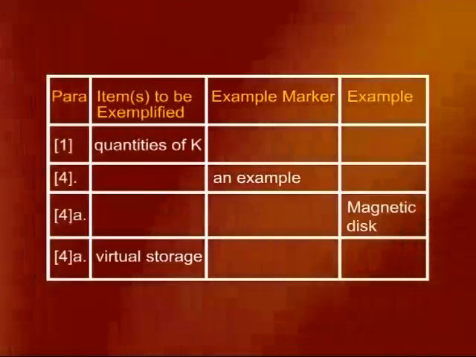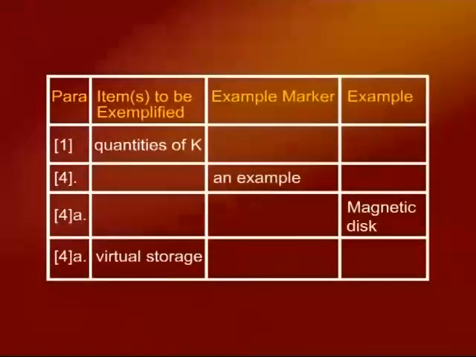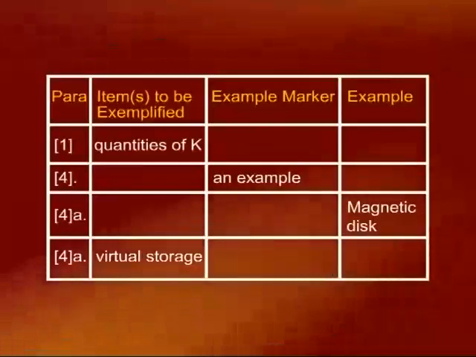is virtual storage. Look for the example marker and the actual example. Just look for the word example, for example. This time it is "for example." And "for example" is followed by the phrase 256K of real storage may be seen to have 512K.